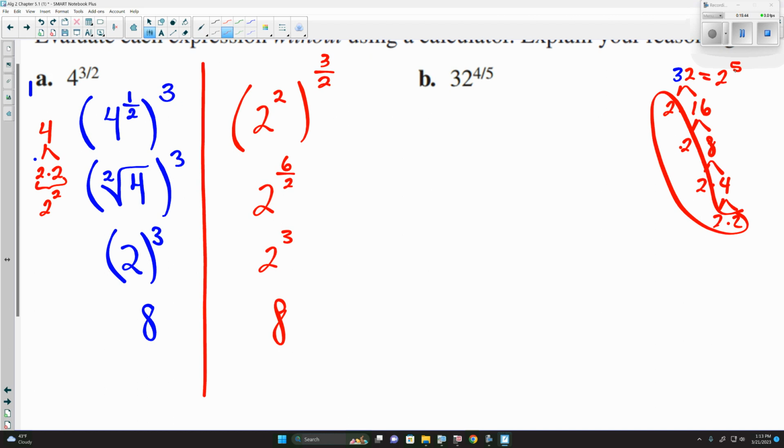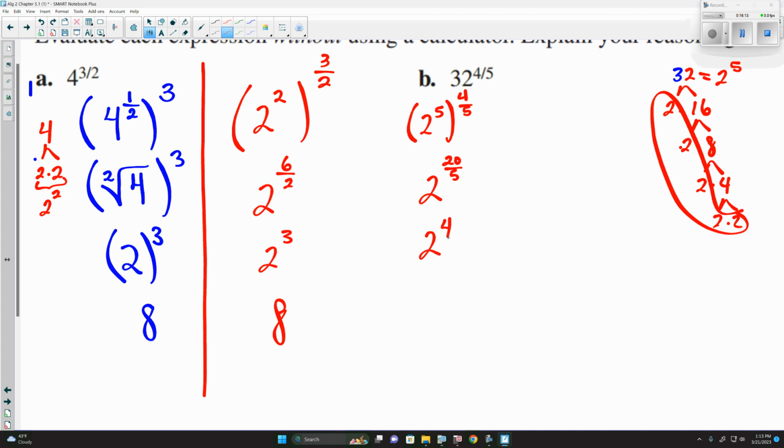So we can say 32 is the same as 2 to the 5th. So this here is 2 to the 5th, to the 4/5. Powers of powers multiply. So what is 4/5 times 5? Well, 5 times 4 is 20. 20 divided by 5 is 4.